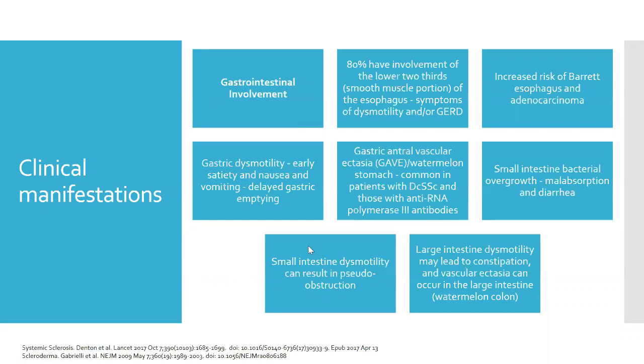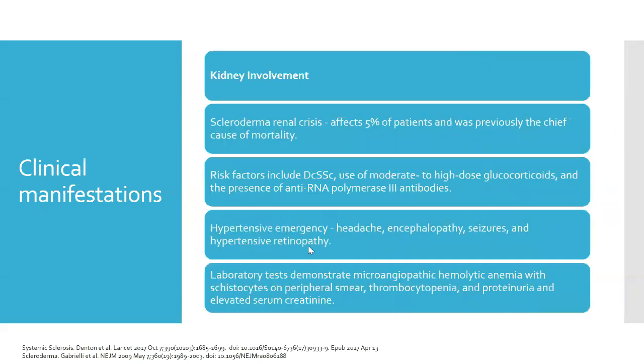Gastric dysmotility is another important feature, and the other important features include what is called watermelon stomach and watermelon colon. Watermelon stomach and watermelon colon basically refers to vascular ectasias in the stomach and in the colon. You can also have things such as small intestinal dysmotility and bacterial overgrowth.